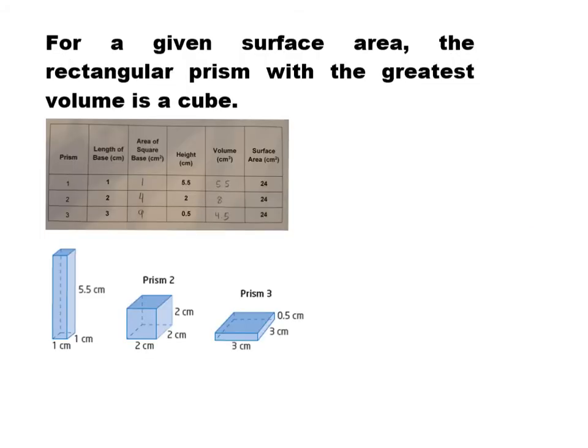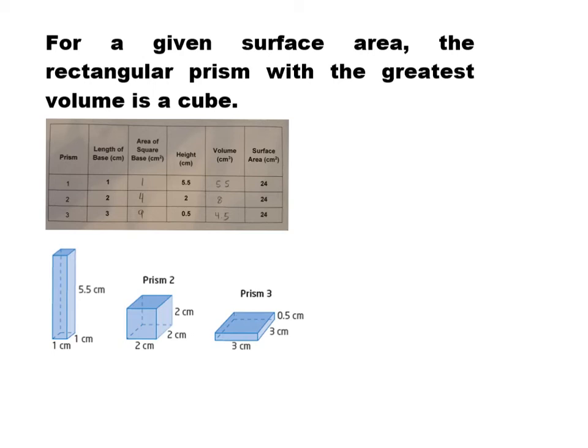Another geometric fact that should have become apparent to you when completing the handouts for 9.3 and 9.4 is that for a given surface area, the rectangular prism with the greatest volume is a cube. In the handout, you are shown 3 prisms and are told that they all have a surface area of 24 centimeters squared. You must determine which of the prisms has the greatest volume.